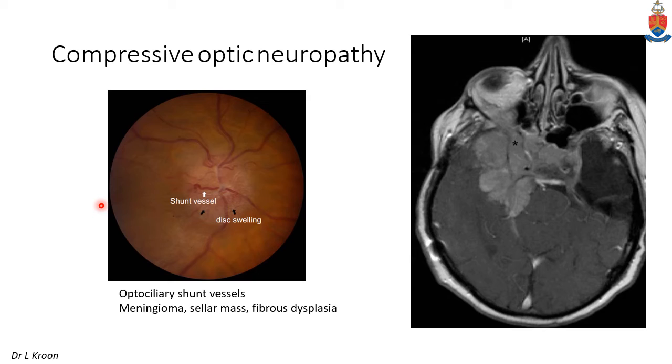In compressive optic neuropathies, one can also develop vision loss due to a mass pushing on the optic nerve. And in this case, this is an example of an individual who has an optic nerve meningioma with shunt vessels and disc swelling as well as vision loss. We can also have this type of compression with cellular masses like meningiomas. Here's an example of a fibrous dysplasia where there's bony overgrowth and obliteration of the optic canal.